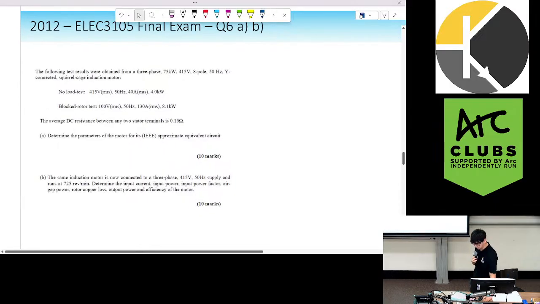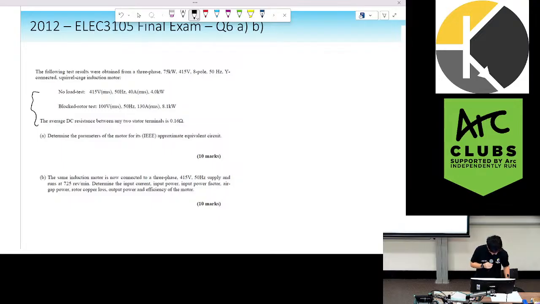All right. The following test results were obtained from a 3-phase, 75 kilowatt, 415 volts, 8-pole, 50 hertz, Y-connected squirrel cage induction rotor. The no-load test gave these parameter values, the blocked rotor test gave these values, and we're given the DC resistance between any two terminals is 0.16 ohms. So question A, determine the parameters of the rotor, and we're simply going to be using all these values that are given.